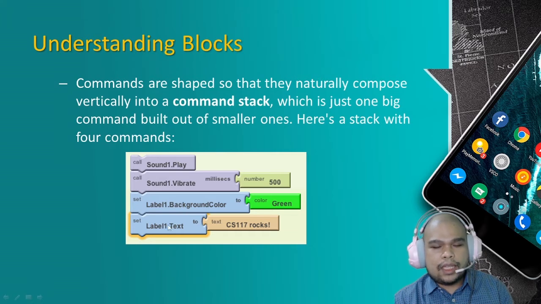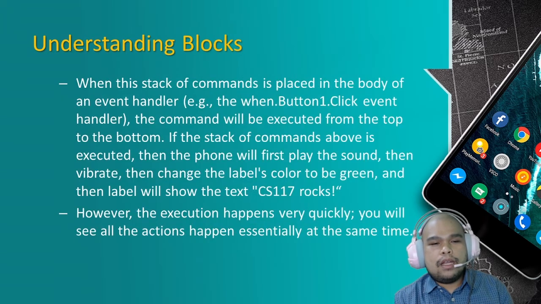So, mas maganda lang tingnan ito kasi lahat ngayon ng mga commands na to, pwede nating ilagay sa isang event handler para yung trigger natin iisa lang. So, when this stack of commands is placed on the body of an event handler, ayan, tulad ng sinabi natin, the commands will be executed from top to bottom. If the stack of the commands above is executed, then the phone will first play the sound, then vibrate, then change the label's color to be green, and then the label will show the text CS117 rocks.